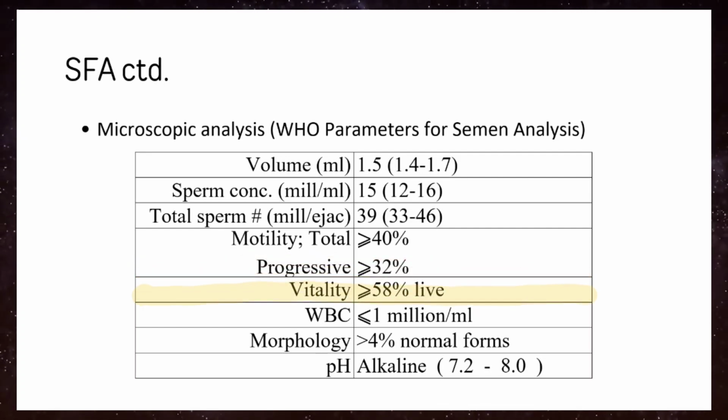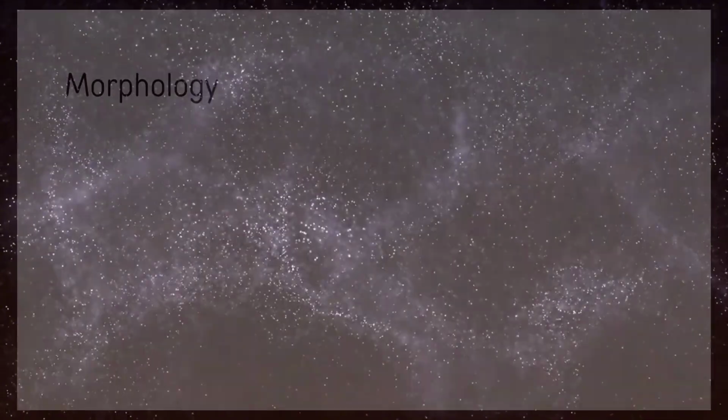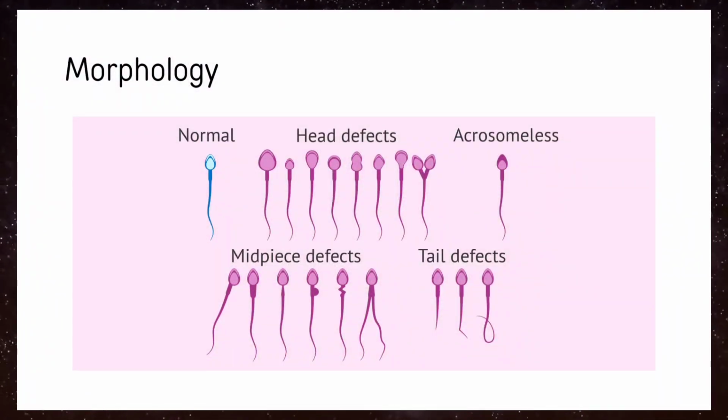Vitality, which is more than or equal to 58%. White blood cells, which on average is less than or equal to 1 million per milliliter. Normal forms more than 4%. And the pH, which is usually between 7.2 and 8.0. These are the various morphological forms that can be seen in a semen sample.